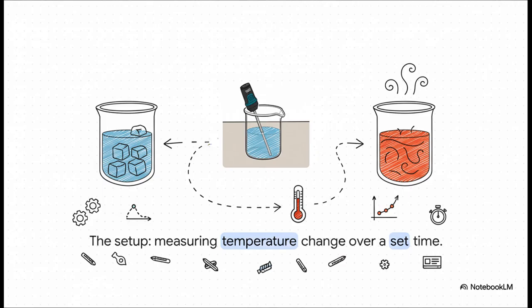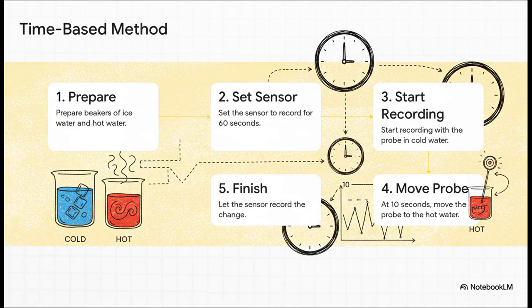So here's our setup for part one. Super simple. We've got a temperature probe, a beaker of ice water, and a beaker of hot water. All we're going to do is track what happens when we move that probe from the cold to the hot. It might seem basic, but trust me, this simple little experiment is going to show us a ton about how we measure the world.